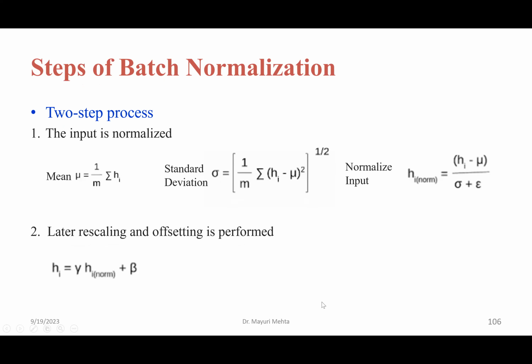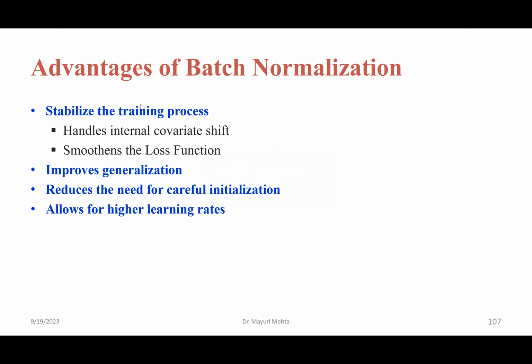Only two steps, I repeat, where these two steps are applied on the output of the hidden layer so that the output of a hidden layer can be normalized, and the normalized data can be presented to the next hidden layer. So these two steps are applied to the output of every hidden layer to normalize the data. So this is how batch normalization is performed.